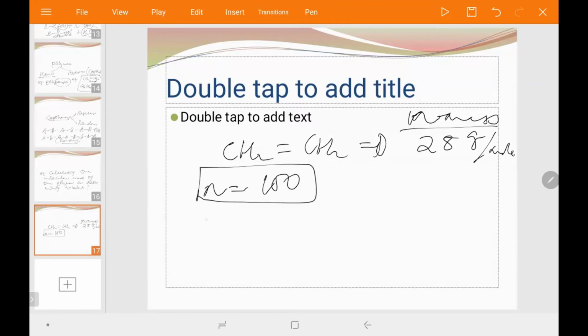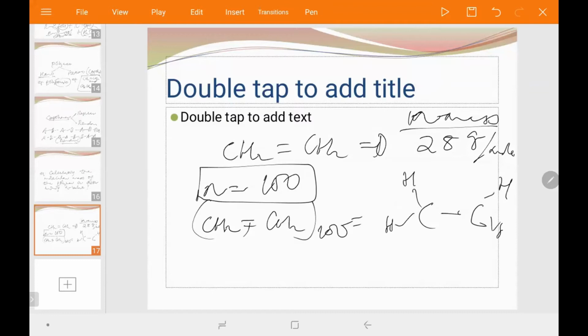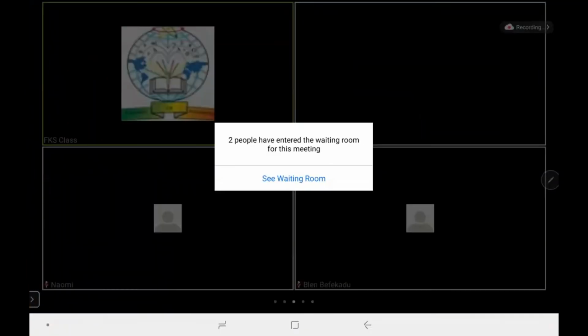First, write the formula. CH2=CH2, here n is how much? It is 100. After the breaking down of the bond, in forming the polymer there is no double bond, yes? It is already broken down. Here we have 2H, 2H, and we already know the n value is 100. The question is, calculate the molecular mass of the polymer. Who can answer this?